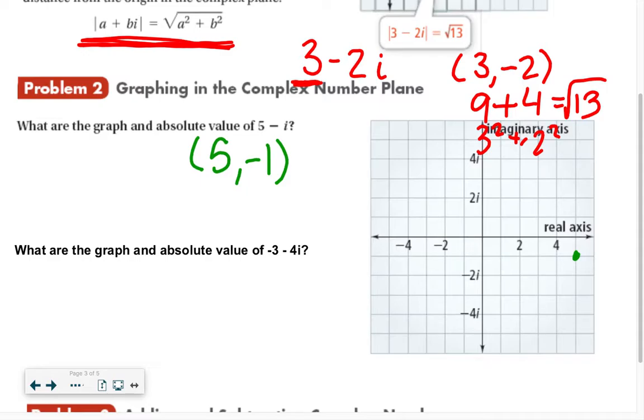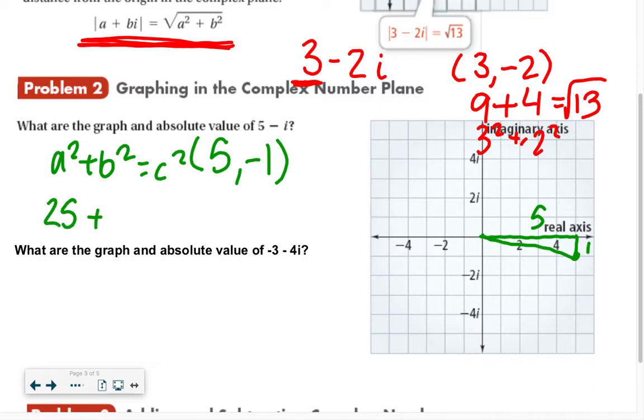Okay, to find the absolute value, let's use a triangle. I know I'm right 5, down 1. So Pythagorean theorem, a squared plus b squared equals c squared. My a would be 5. What's 5 squared? 25. My b would be negative 1. What's negative 1 squared? 1. What's 25 plus 1? What do I do with the squared thing? How do I get rid of it? Square root. So your absolute value is the square root of 26.